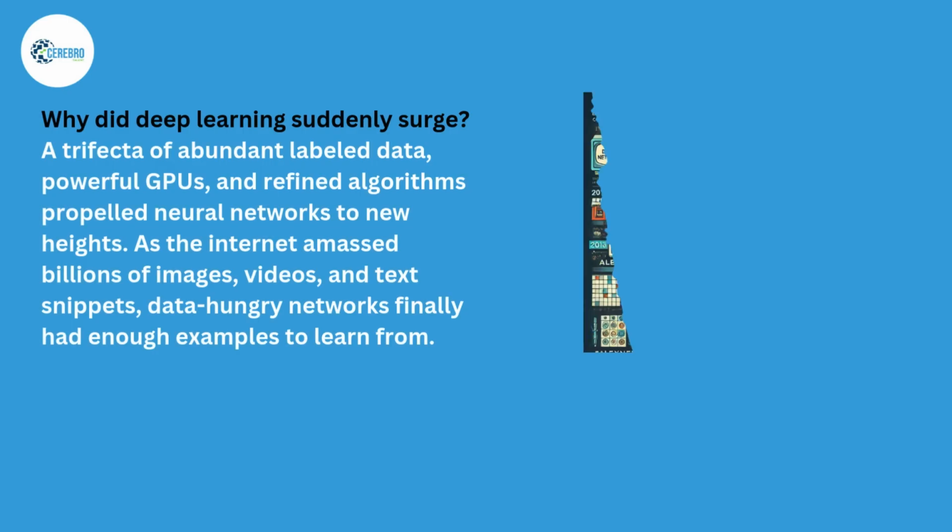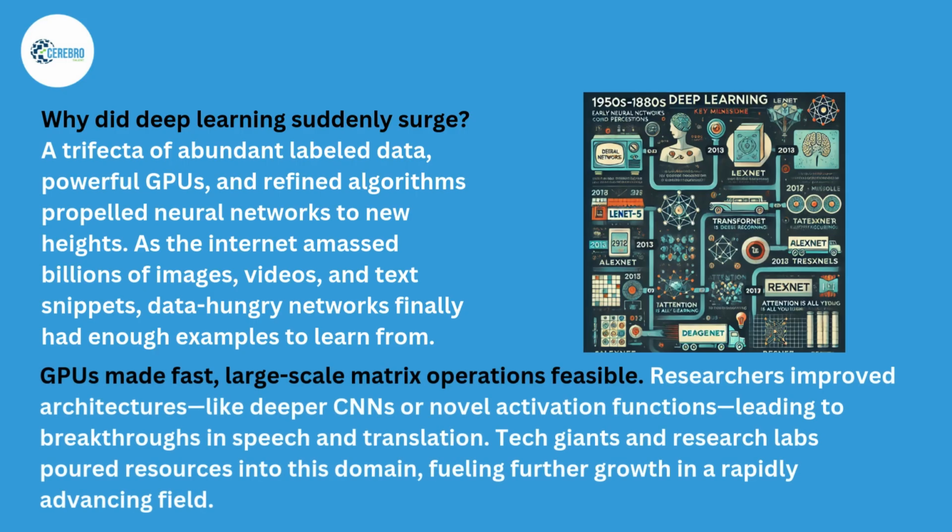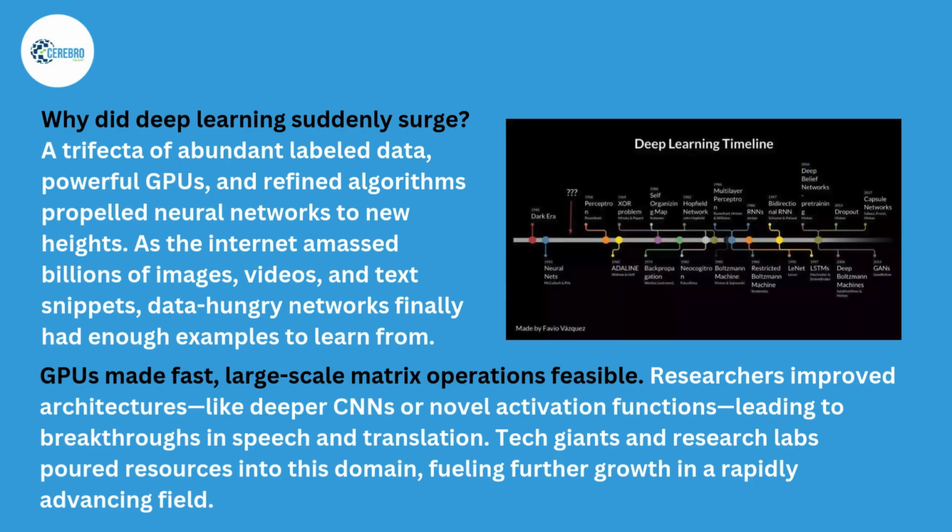Why did deep learning suddenly surge? A trifecta of abundant labeled data, powerful GPUs, and refined algorithms propelled neural networks to new heights. As the internet amassed billions of images, videos, and text snippets, data-hungry networks finally had enough examples to learn from. GPUs made fast, large-scale matrix operations feasible. Researchers improved architectures, like deeper CNNs or novel activation functions, leading to breakthroughs in speech and translation. Tech giants and research labs poured resources into this domain, fueling further growth in a rapidly advancing field.